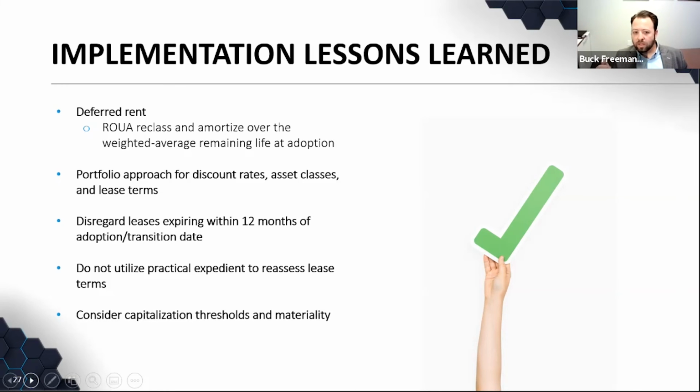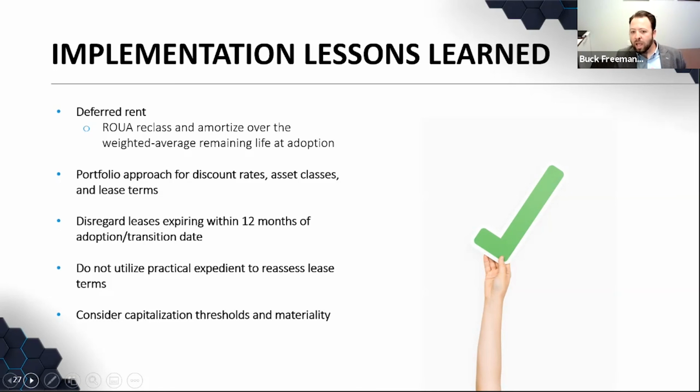I would not recommend you utilize the practical expedient to reassess lease terms, unless you have some business reason for wanting to do that. The way the transition guidance is written, you don't have to reassess lease terms at transition, and so I would not do that. I would just grandfather the lease term that you established under 840 into 842. Then once you get under 842 and you renew that lease, it's a lease modification and you create a new asset or a new lease for 842 purposes.